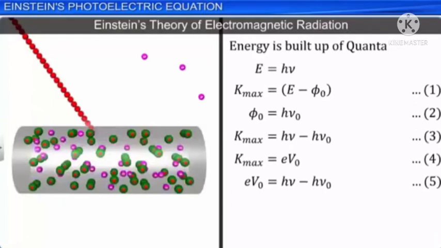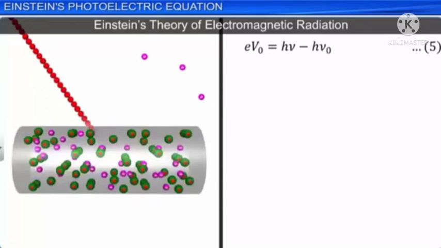We observe from equation 5 that the stopping potential V0 is dependent on the frequency nu of the incident radiation, since h nu naught is constant for a given metal surface. However, the stopping potential V0 is independent of the intensity of the incident radiation, similar to the maximum kinetic energy. On rearranging the terms in equation 5 as shown, we get equation 6 as shown.